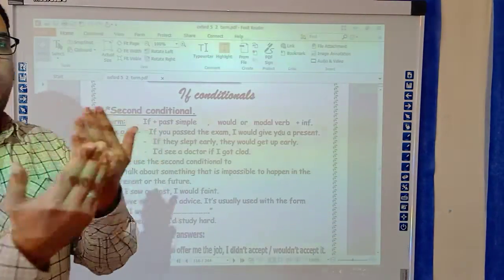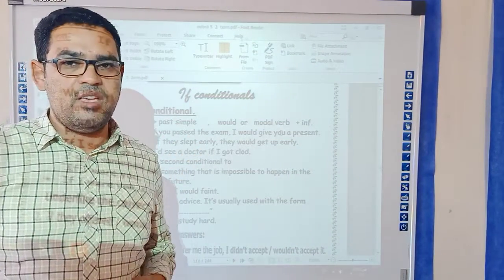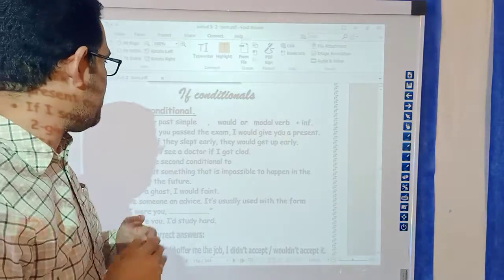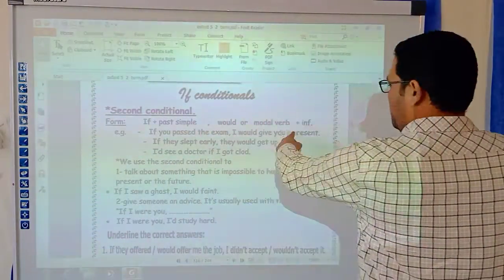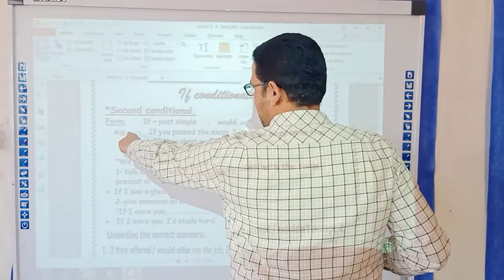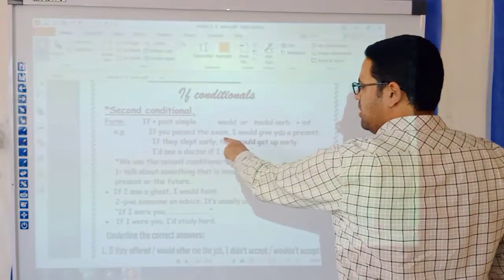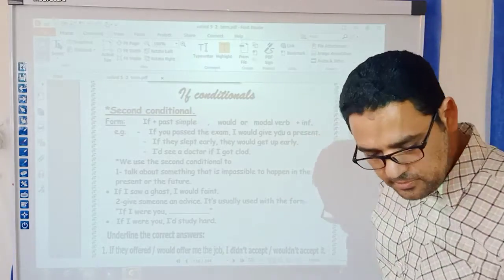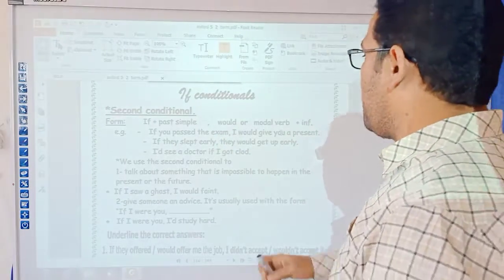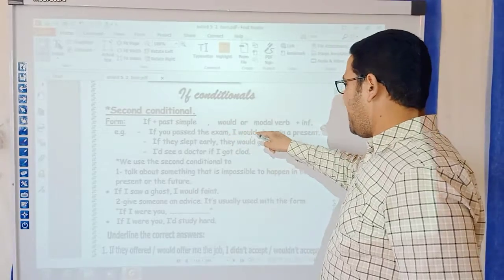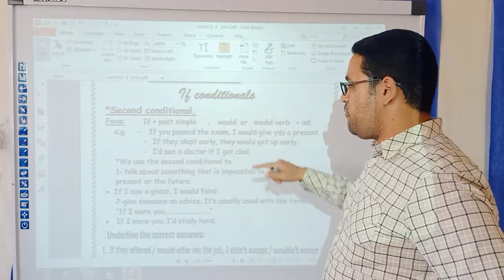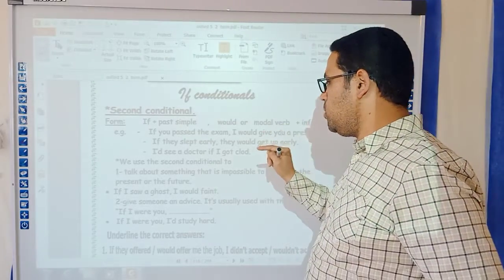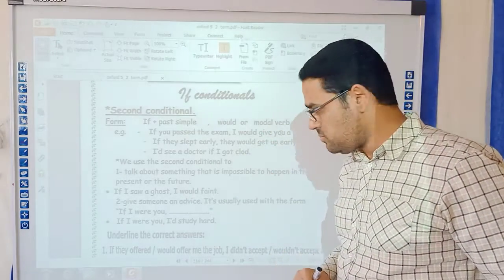So we exchange the two sentences. Exchange, the vocabulary you studied before. We put the second clause at the beginning, if in the middle, and the first clause at the end. So the sentence will be: if you passed the exam, I would give you a present. If we put if in the middle: I would give you a present if you passed the exam.